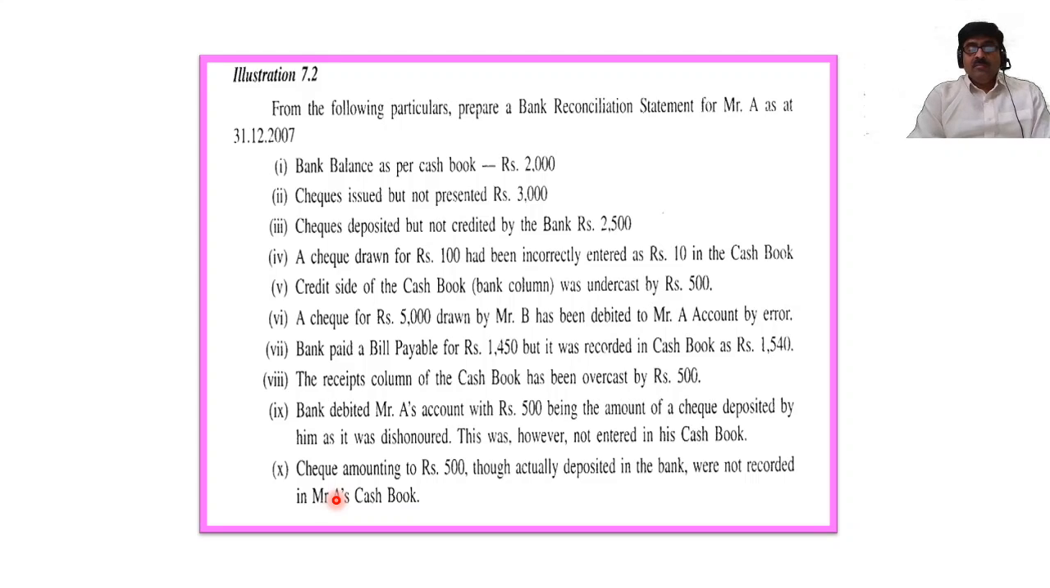Check amounting 500, though actually deposited in the bank, was not recorded in A's cash book. Means a check is received, sent to bank, collected, and that 500 amount increased. But this is not written in the cash book. Means there is an increase in the passbook. As per cash book, we too have to increase the cash book balance and add this 500 rupees.